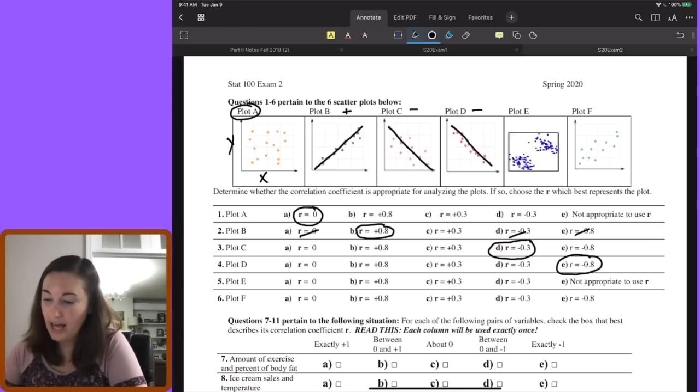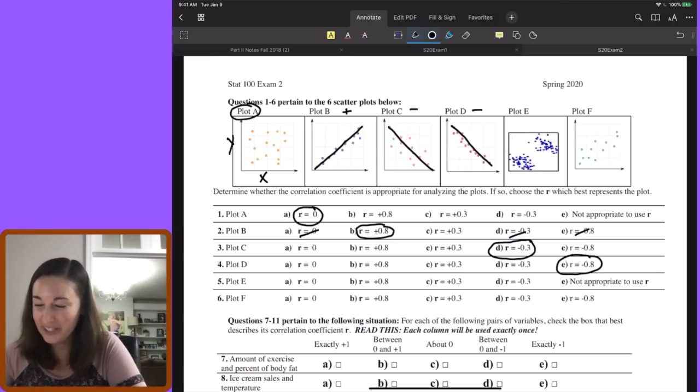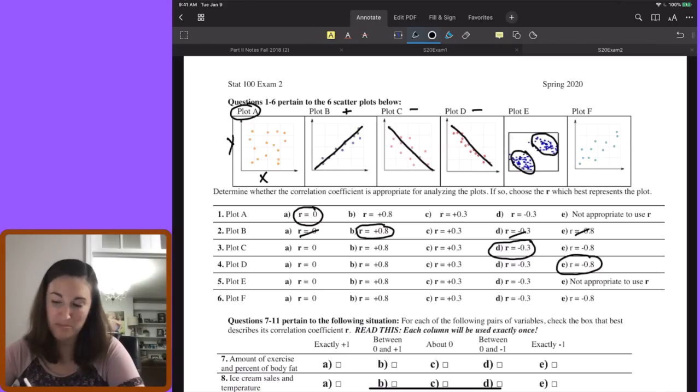And then plot E and plot F. Plot E, we've got something weird going on here. It's like two separate plots combined into one, and it looks like both of those separately would have a negative correlation, but if you combine them, we'd probably have to draw our line of best fit something like this. So there is a relationship here, but I don't know if R would correctly capture that. So plot E would be the example where it's not appropriate to use R just because there's not a linear relationship, or I guess there's two linear relationships.